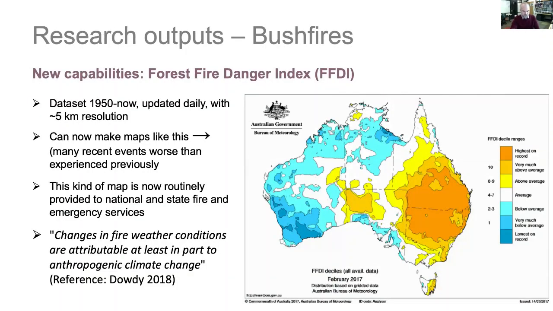The new bushfire research included the production of a data set of the Forest Fire Danger Index. This measures the dangerous weather conditions and drought conditions relevant for bushfires in Australia. The data set is from 1950 to now and is updated automatically each day. So we can now make maps such as this one shown here, and this new capability allows us to confidently say that many recent events are actually much worse than those previously experienced. It also enables trends to be examined in more detail throughout Australia, and for the first time we can now confidently demonstrate that recent changes in fire weather conditions are attributable to anthropogenic climate change in some regions.